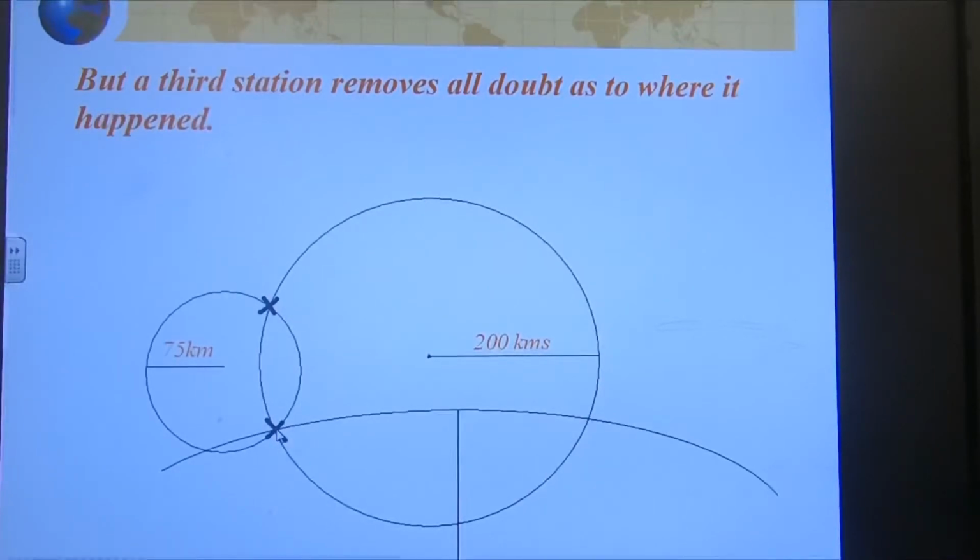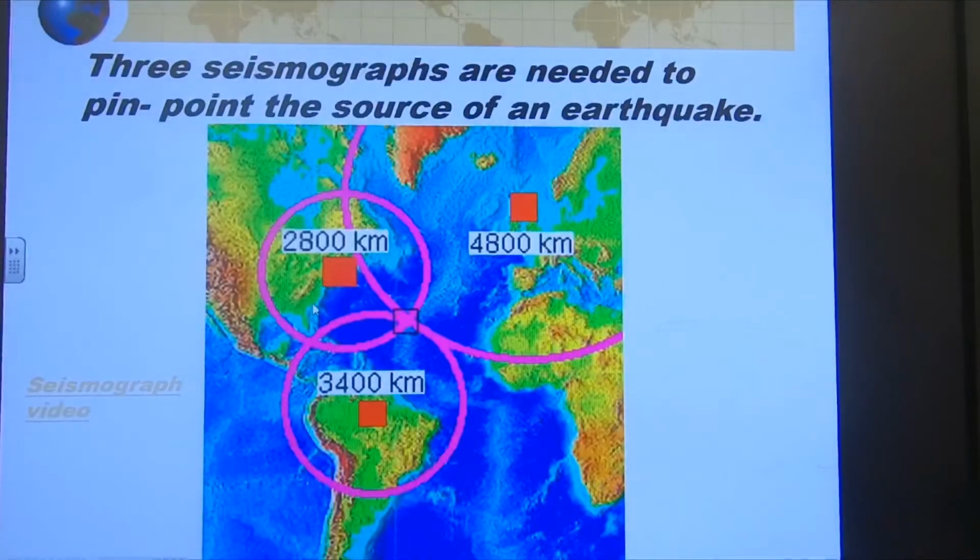It intersects right here. So the answer is you need 3 stations, 3 seismographs, to accurately pinpoint where an earthquake starts. And that's why on these fault lines, there are tons of seismographs in the Earth's crust so that scientists can accurately track where they are. So 3 seismographs are needed to pinpoint the source of an earthquake.